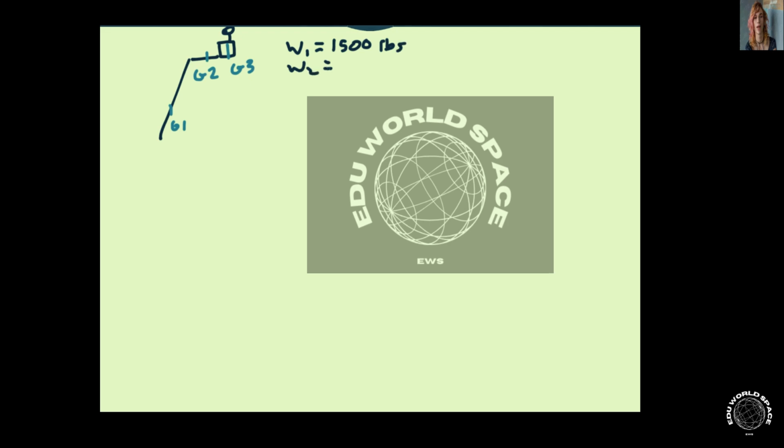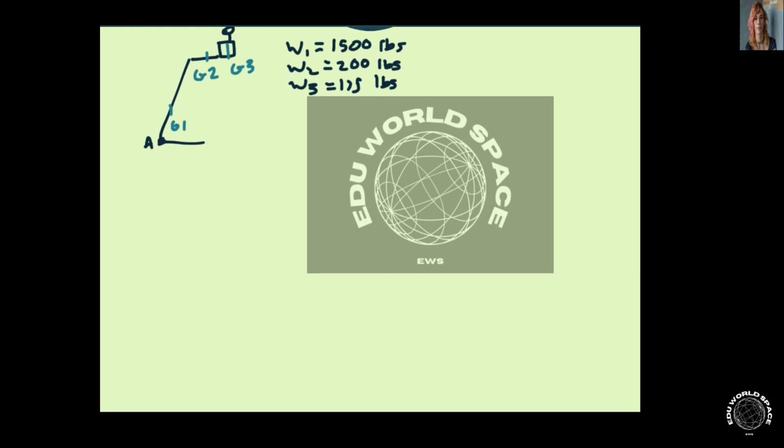Next, we're told that the weight of the cage the man is standing in is 200 pounds. And lastly, the guy in the cage is 175 pounds. And G1, G2, and G3, labeled in this drawing, are the respective centers of gravity for each of those. So at G1, that's the center of gravity for the entire boom. G2 is the center of gravity for the cage. G3 is the center of gravity for the man.